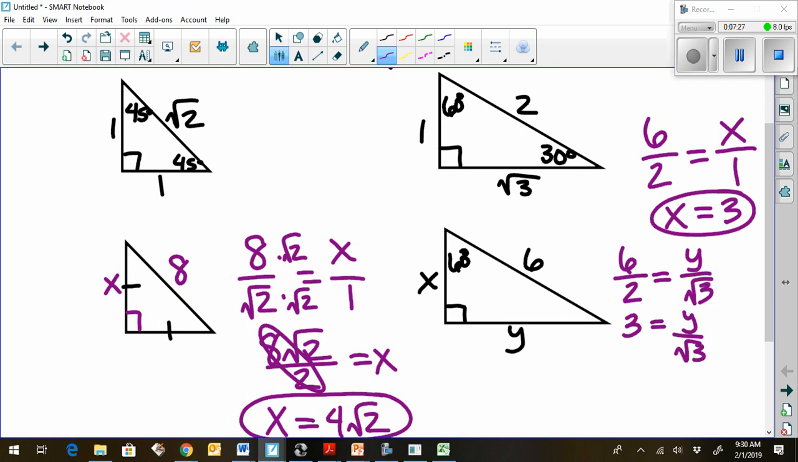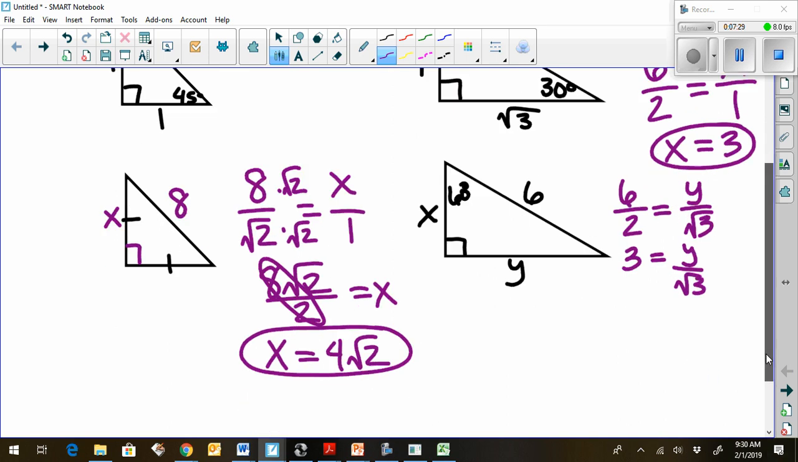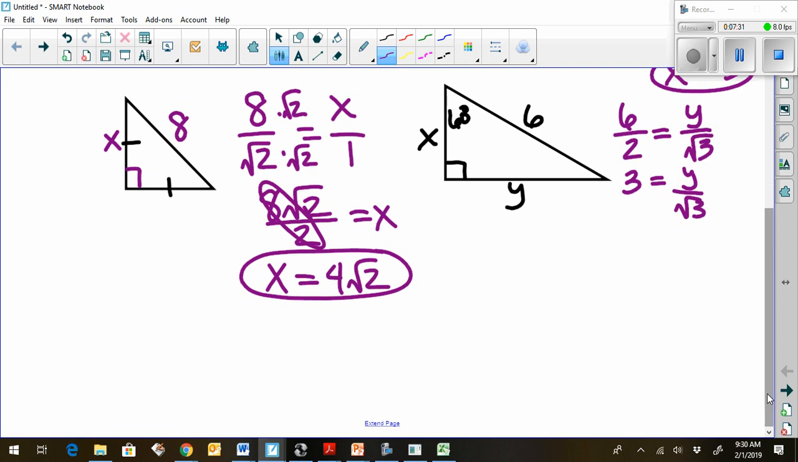And to solve for y, or to get y by itself, we're going to multiply the square root of 3 on both sides. So we'll end up with y equals 3 times the square root of 3.